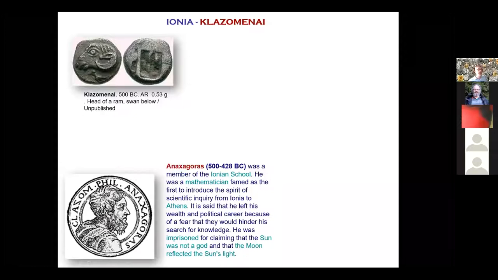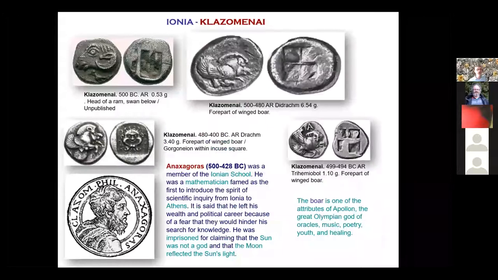And the coins of this city usually depict the head of a ram and the forepart of a winged boar. Yes, the winged boar is a mythological animal, and also you have a mythological figure here, Gorgoneion. But actually the city's chief deity was Apollo, and the boar is one of the attributes of Apollo. And how about the head of the ram? Ram is an attribute of Hermes, right? So he's the messenger of gods. The oracle of Apollo gives the message to Hermes, and Hermes carries it around. There is always a story to tell. There is always this individualism that they have to boast about.